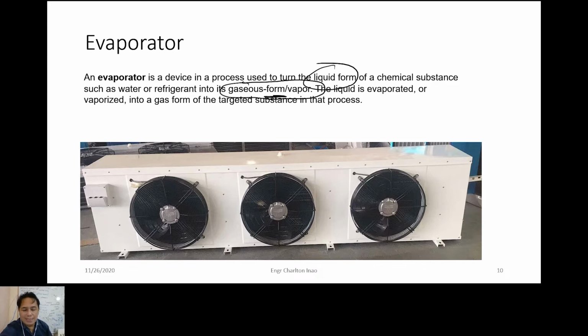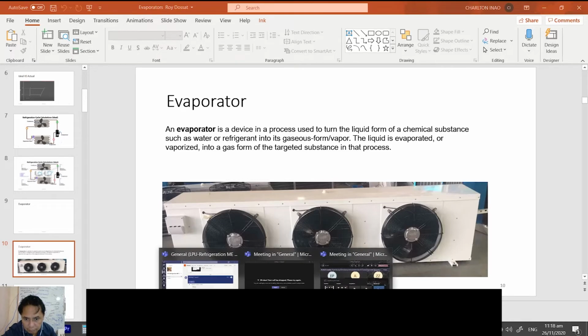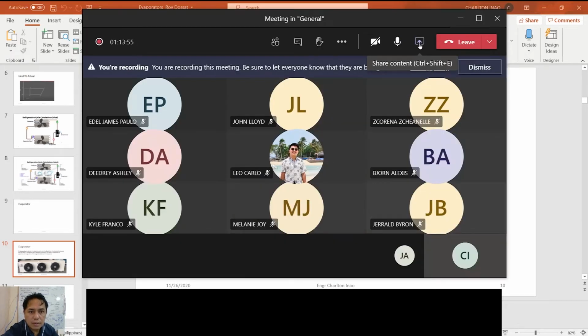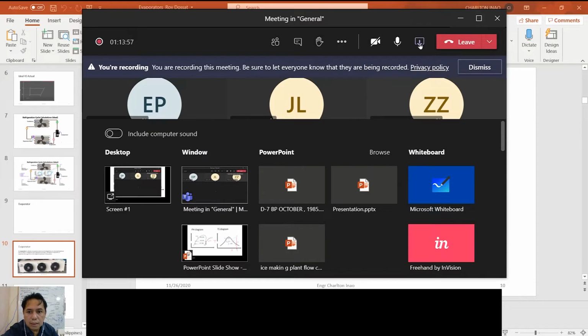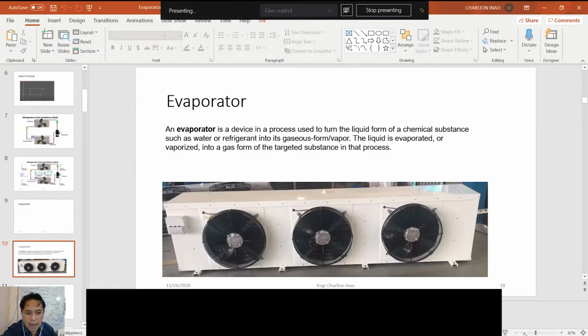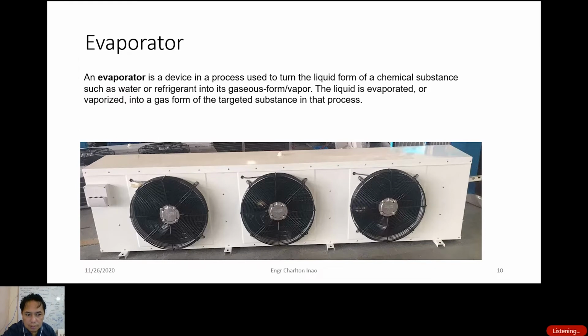Saan ba nanggagaling ang lamig, Sir? Nawala po yung share screen. Ano na? Wala sa screen? Wala sa screen class? Sandali. Hindi ko ba na-screen? Meron na class? Hello?